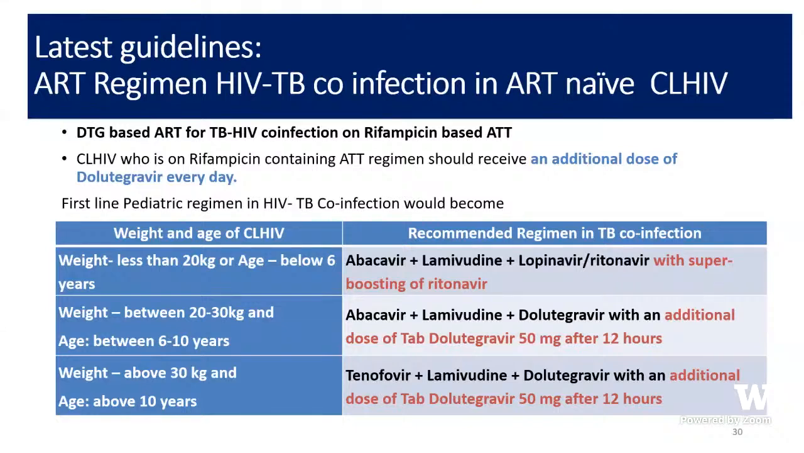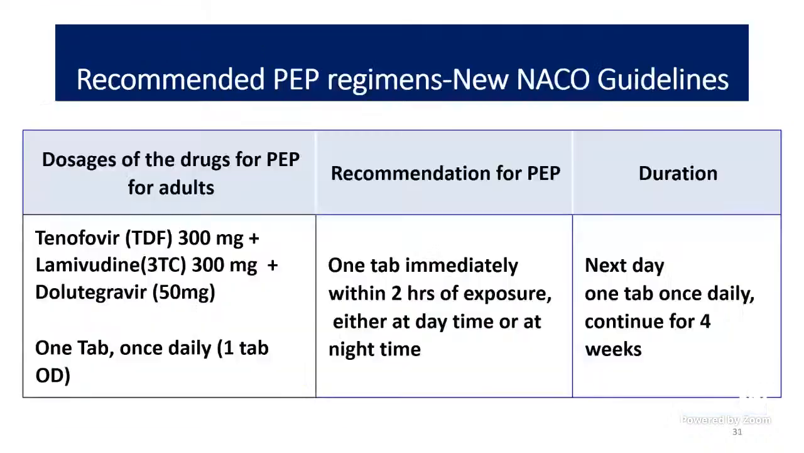And for children between 20 to 30 kg and 6 to 10 years of age, we will give an extra dose of dolutegravir after 12 hours. That is, we'll ask them to take a morning dose of dolutegravir, and the same with children above 10 years.